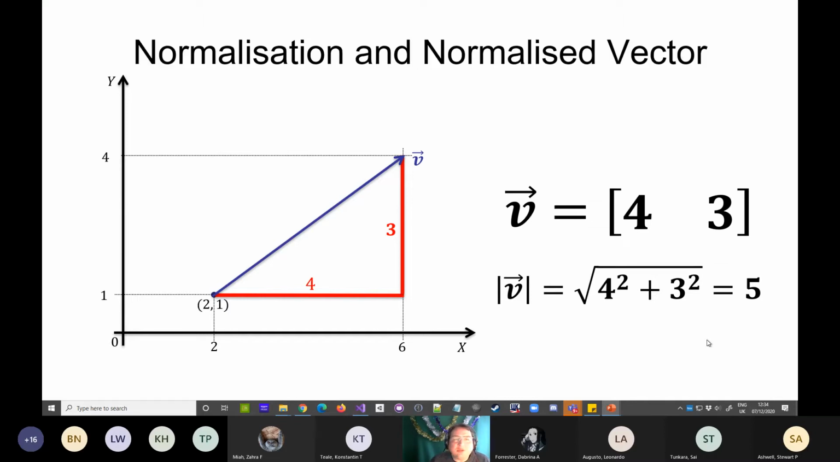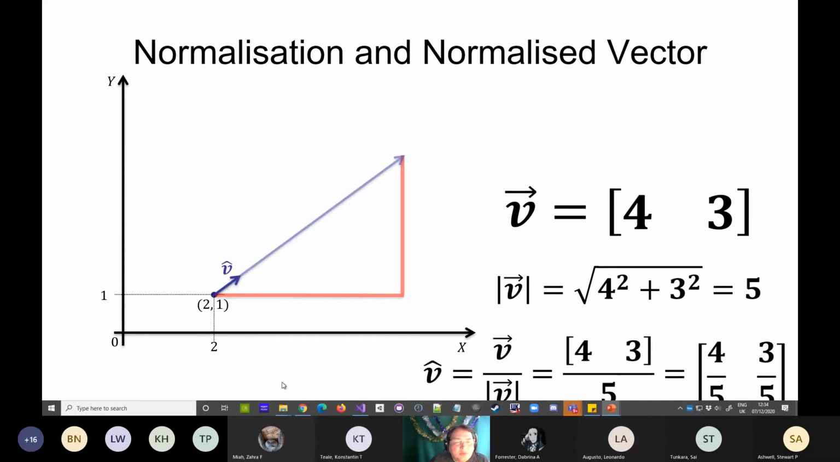Next thing is normalization and normalized vector. Normalization is just creating a short vector of the magnitude 1, like this one here.